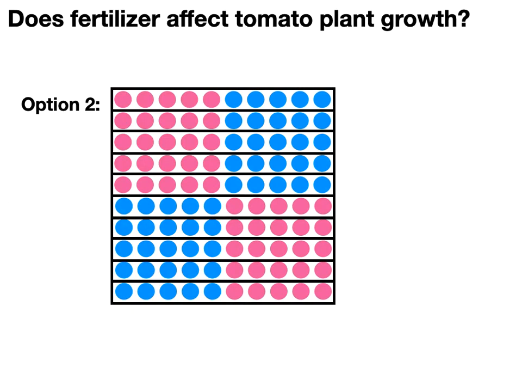Well, what about this option? Same parameters. So once again, we've got 100 replicates, 50 in each of our groups, but now I've got a different arrangement in the greenhouses. Now each greenhouse has a mix of both treatments. Would this be better than option 1? And if so, why do you think so?